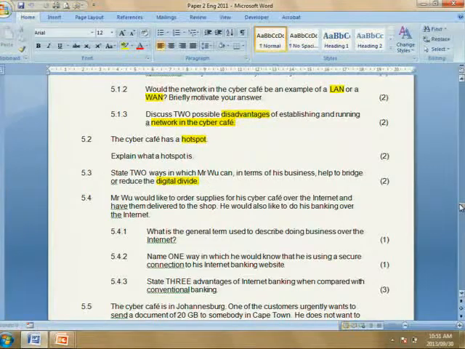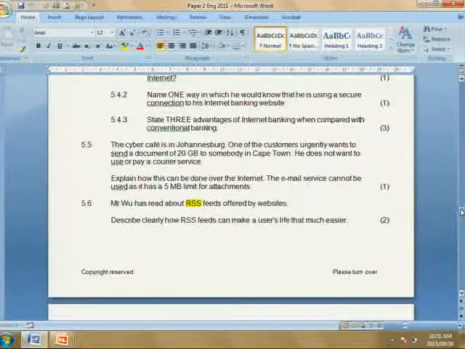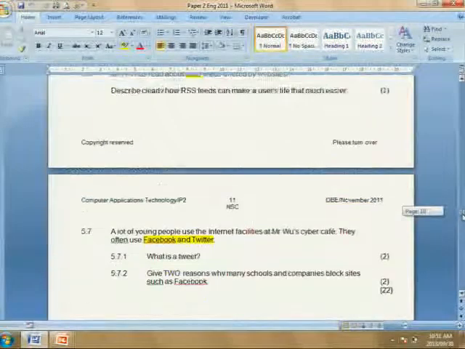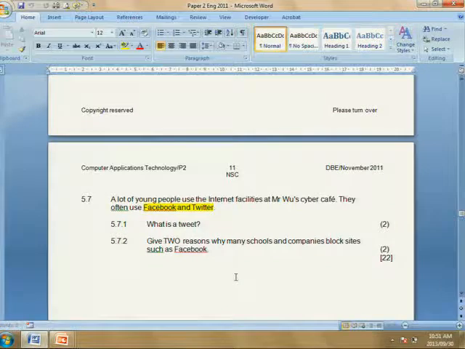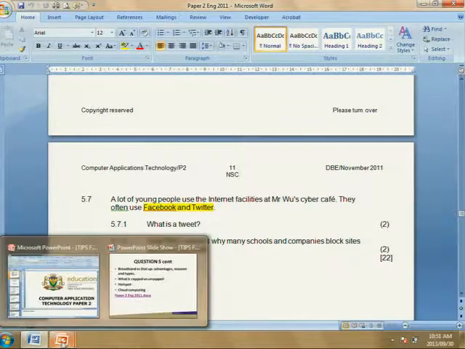And then now we go down again to see what we can get. Look for RSS. RSS again, it is there. And then the social networking. Social networking again, it is listed on question 5.